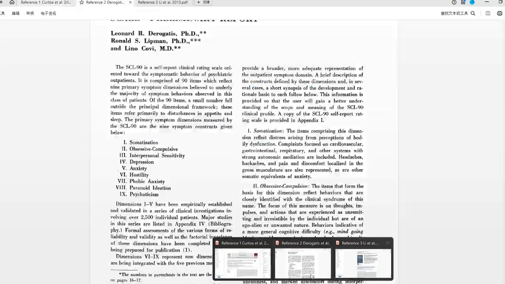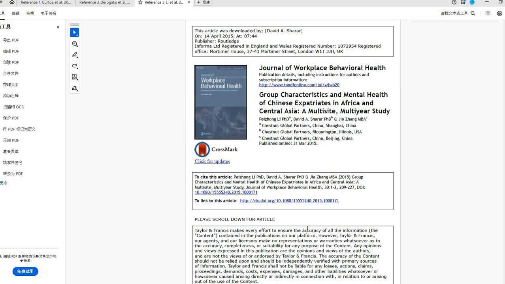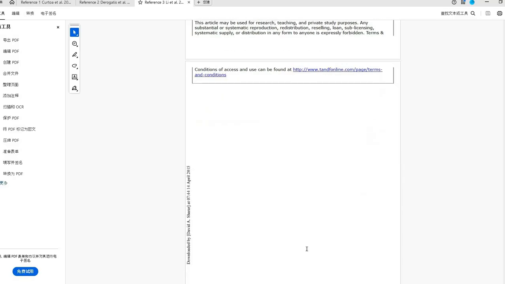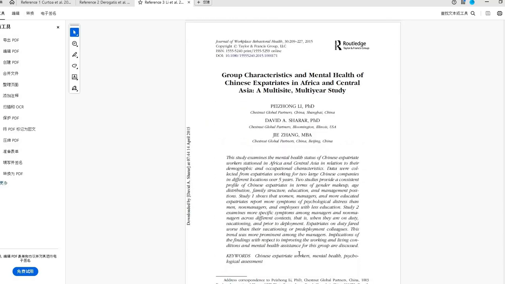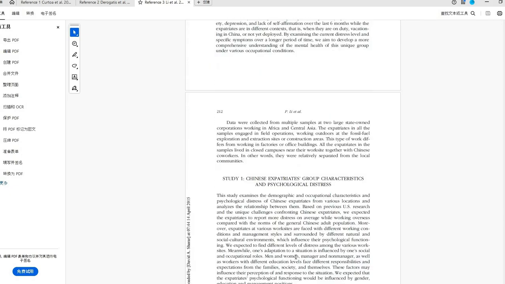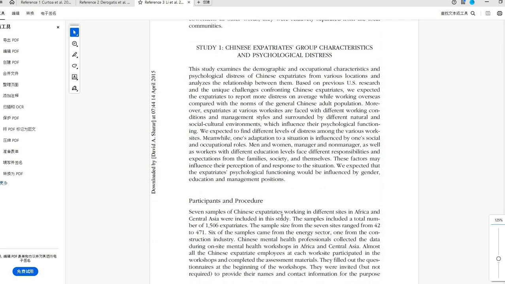All the references are related to this point. All the references refer to SCL-90. For example, in the article by me, I explain the SCL-90. You can refer to that too. You should refer to this article.